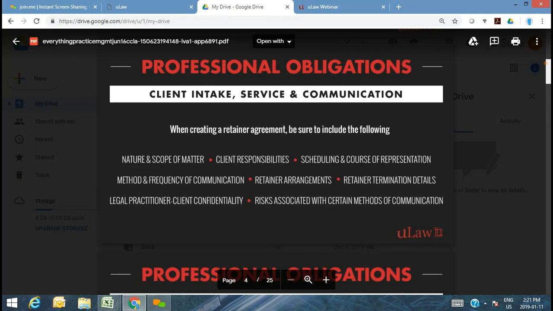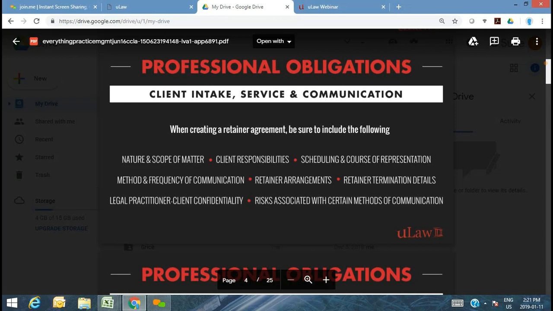Method and frequency of communication. It's a great habit to have that as part of your engagement letter. How often should someone expect certain correspondence from you? The correspondence could also involve invoices. How often should someone expect an invoice from you? How often should the client expect an email or a mail? What is that method as well?